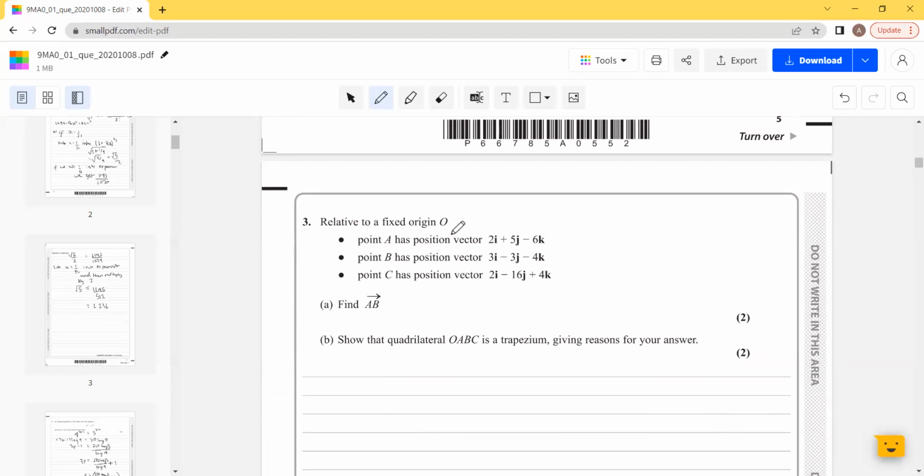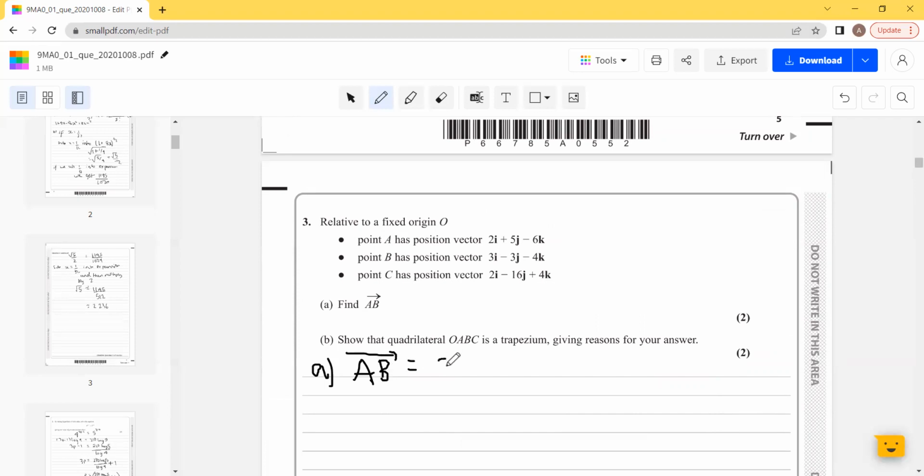Okay, question 3. Relative to a fixed position O, the point A has position vector 2i plus 5j minus 6k. Point B has position vector 3i minus 3j minus 4k. And point C has position vector 2i minus 16j plus 4k. Find the vector AB. Okay, so AB is simply going to be OB minus OA.